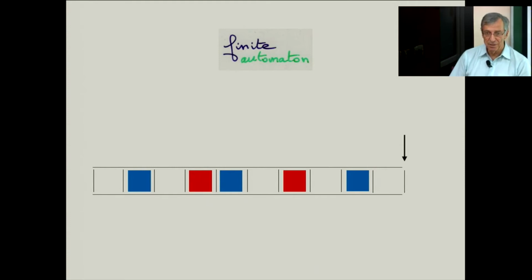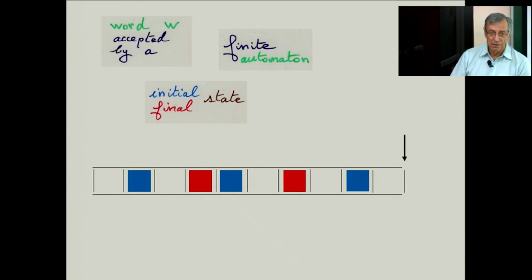You start with an initial state. Each time you read a blue letter, you remember it was blue, so at the next step you cannot put any more blue, you have to put a red. When it's red, you have to remember what was the last letter you read. Is it blue or is it red? So with a 2-state automaton, you can recognize such a word. And this is very classical in computer science.